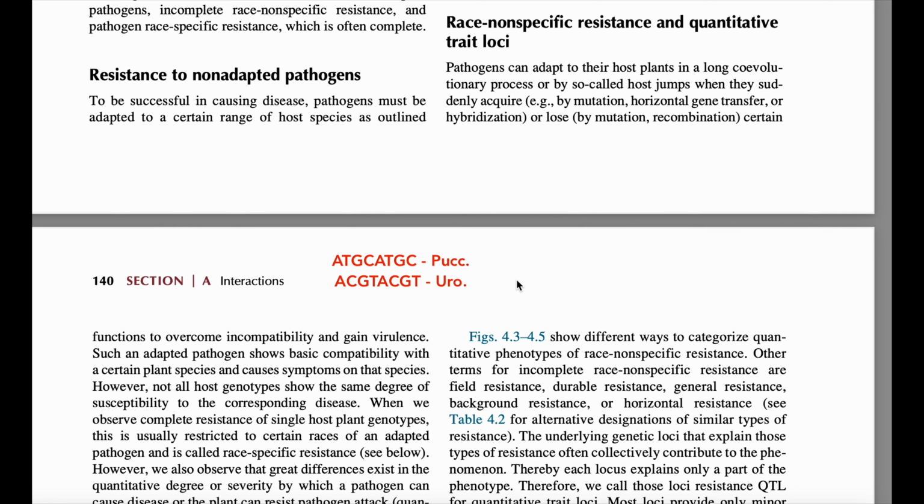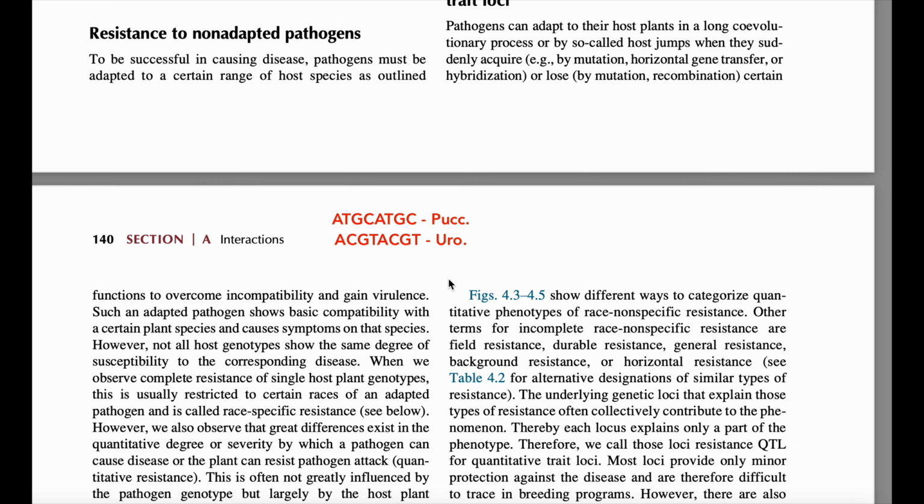So what will happen? It will overcome incompatibility and gain virulence. So Puccinia, which before was not virulent to the pulse crop, will gain the ability to attack the pulse crop. That is it. Okay. So first it was incompatible, but now it will be compatible because of this mutation and recombination.